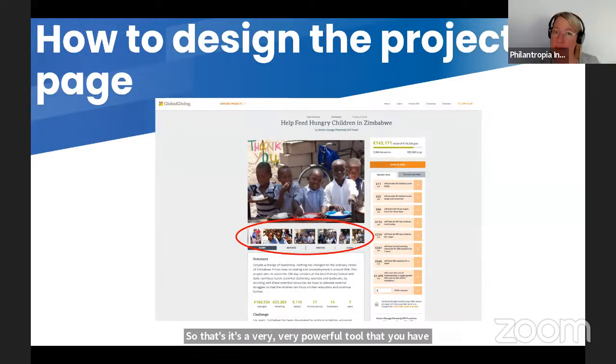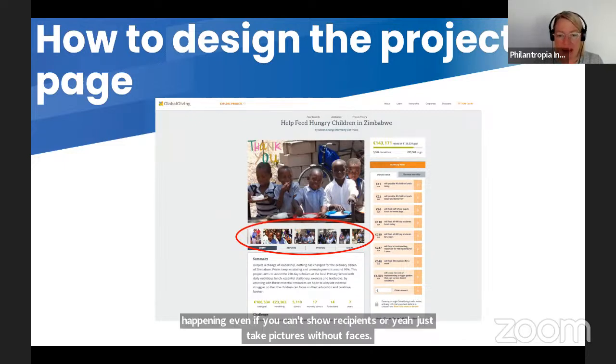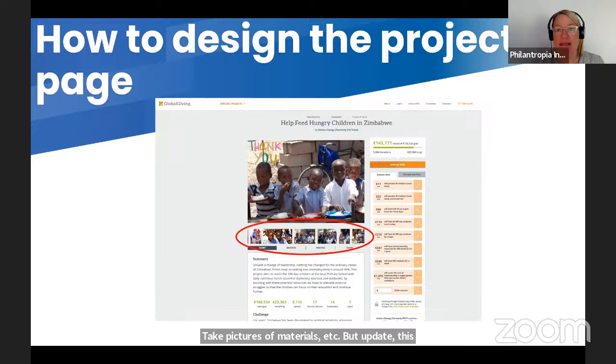Same with pictures. Keep uploading new pictures, if you can. I think there are few projects where you cannot take any pictures. You can always take pictures of a landscape and explain what's happening, even if you can't show recipients, or just take pictures without faces, take pictures of materials, etc. But update this section, because this is where people check to build trust in your organization. And this is also where people check to see what has happened with their money. And they want to know that, because if they like what they see, they might donate again, they might share, they might let their friends know, all of this. So that is going to be crucial.